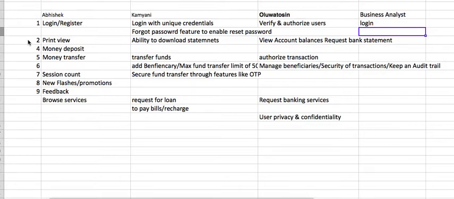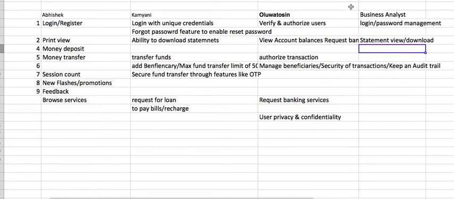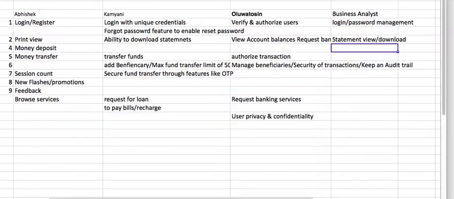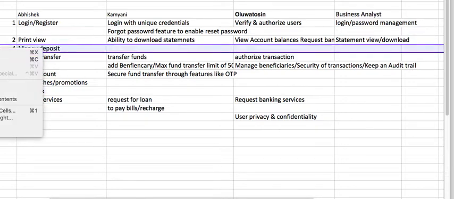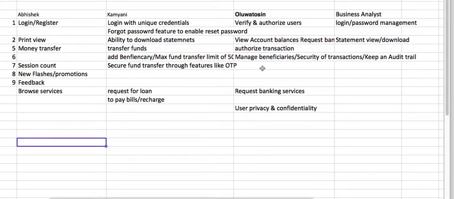And of course you can log in and the password management. Okay, so that's basically what I'm considering as one. And here we can talk about the statement, view and download. Okay, so this is my requirement coming out of here. Now third is basically money deposit. How do you deposit money online? There is no way you can deposit the money, so let's take this out. Only in the ATM you can do it. So next comes your fund transfer.